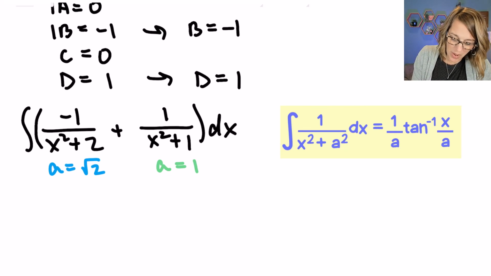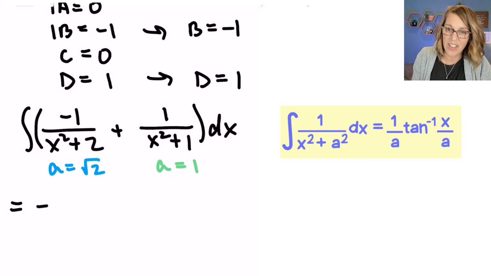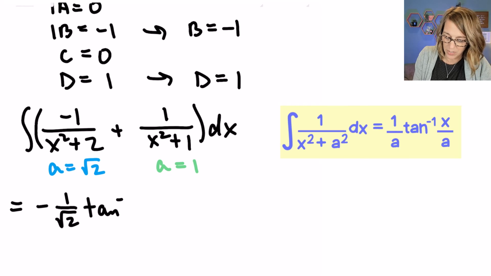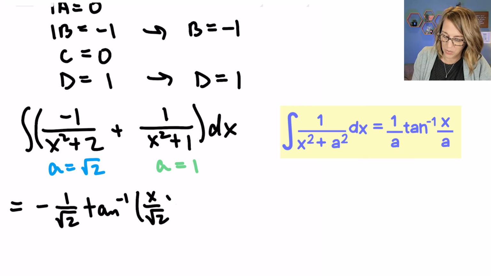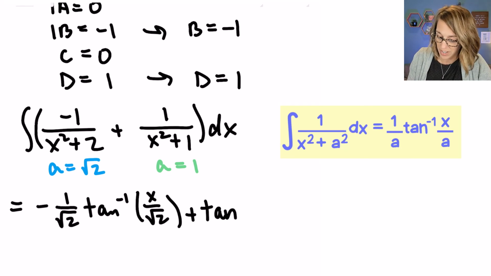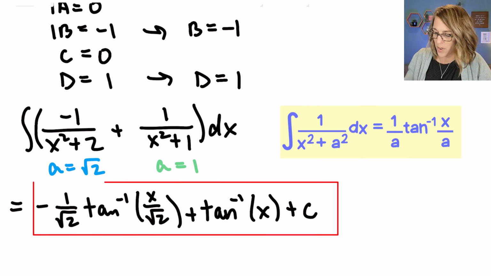So for that first one, let's go ahead and pull the negative right out in front, and I want 1 over a. So that's going to be 1 over radical 2 tan inverse x over a, which is going to be x over radical 2. Plus, for the second one, it's going to be a tan inverse because that's just going to be 1 over 1. So tan inverse of x, and then of course our plus c.